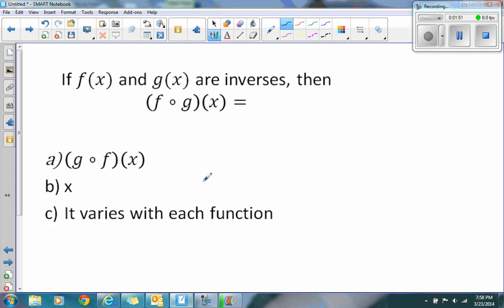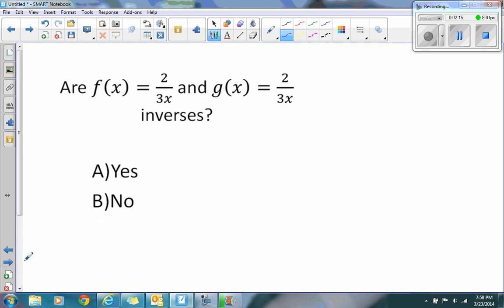If we look at F and G, and if we're told that they are inverse functions, then when I take the composition of those two functions, I'm going to get x and only x. Anything else, anything even close to that, is not good enough. If I take the composition of a function with its inverse, I should be left with plain old, regular, boring old x. So B is the answer there.